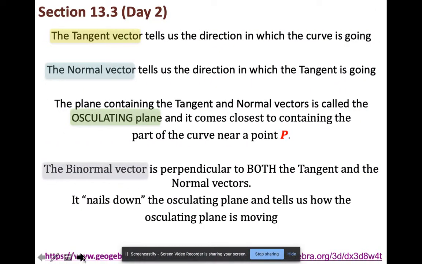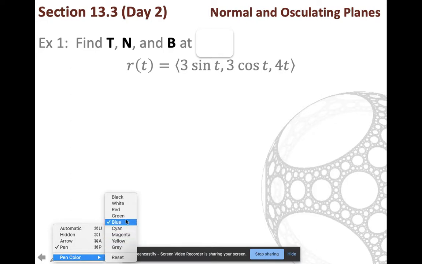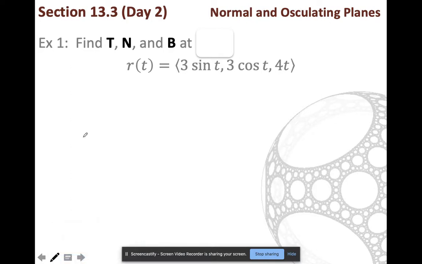All right, let's do an example here. I want you to find the tangent, normal, and binormal vectors, and then I'll give you a value that I want you to compute them at. So let's start with the tangent. It is the first derivative of position over the magnitude of the first derivative.